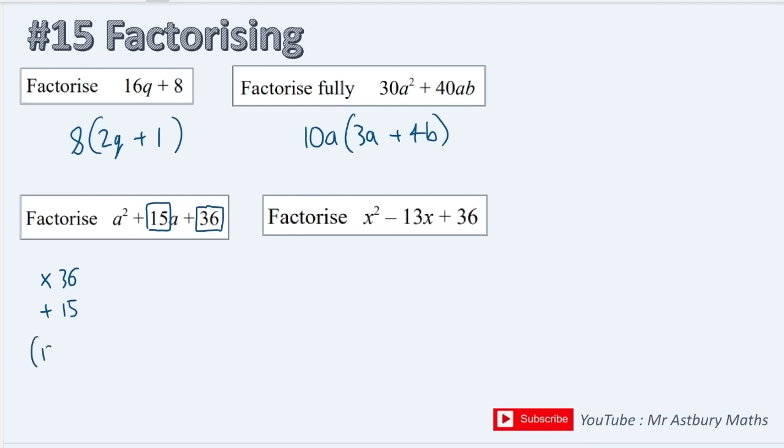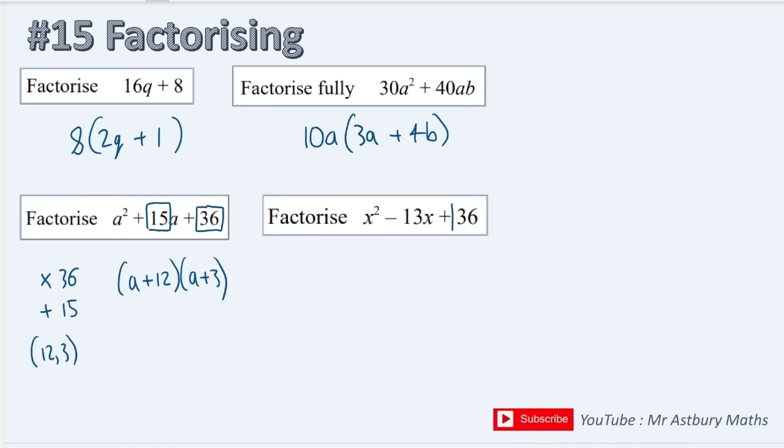Those two numbers are 12 and 3. Once you have those two numbers, you can open up brackets and write a plus 12 and a plus 3. Doesn't matter which way round, because you're multiplying, both would be correct.